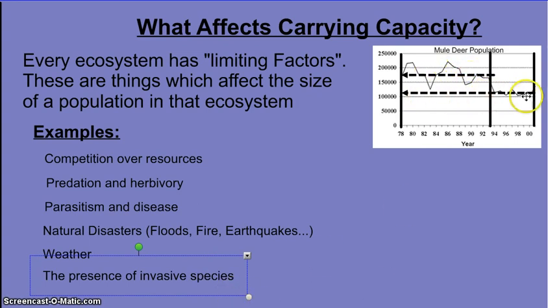In this case, the mule deer's carrying capacity declined because of a long-term drought. So this was an example of weather, a weather event that caused a decline in the carrying capacity because there was less food and it was harder for them to raise their young.